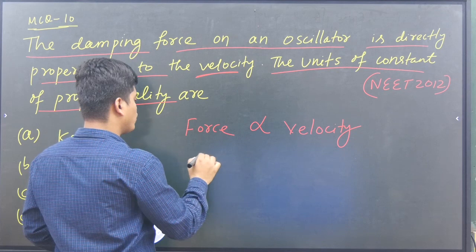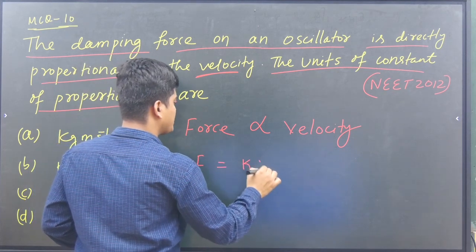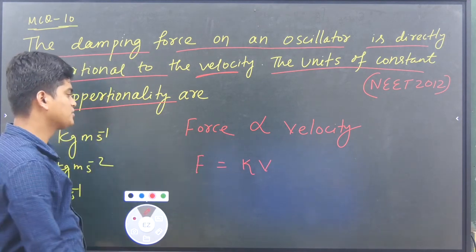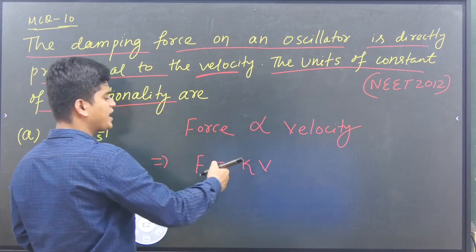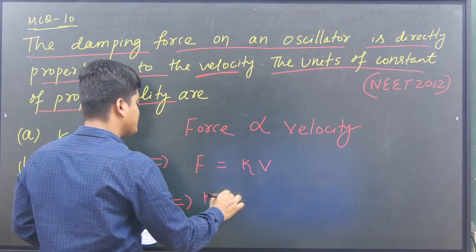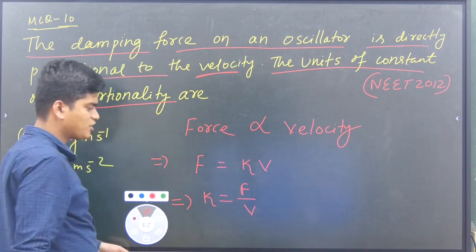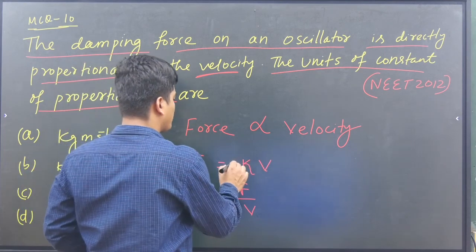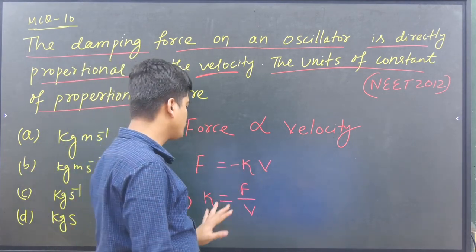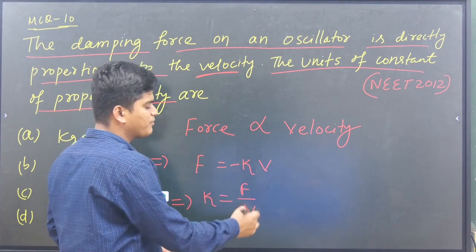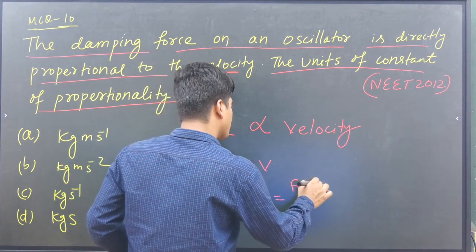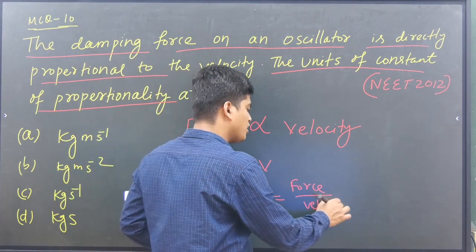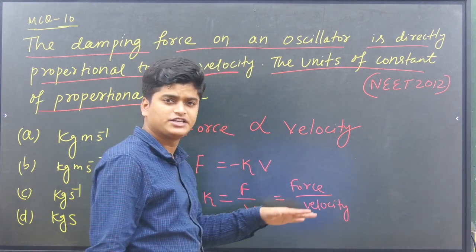Now I can write force is equal to some constant k, the proportionality constant, into velocity, because force is directly proportional to velocity. If I omit the proportionality sign, then I have to give an equal sign. Then if I am to find this k, that is nothing but force by velocity. Remember, damping means it is decreasing, so definitely one negative sign will come here, but the negative sign need not be included. So just write k equal to F by v. That means k is force by velocity. If you know the velocity unit and the force unit, then easily you can calculate.